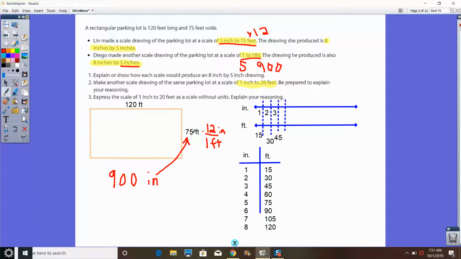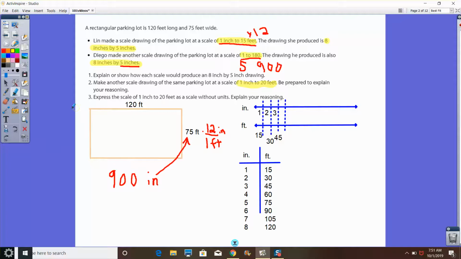But then for the 75-foot spot, well, you know that you're going to be between 3 and 4. Again, if you use your double number line, you'll be between 3 and 4. You're going to end up with 3.75 inches. So 6 inches by 3.75 inches. And then the last thing here is if you're going to convert this scale, 1 inch to 20 feet, as a scale without units, you're going to want to change one of these numbers to be in the same unit. So 1 inch, obviously, you're not going to change that.